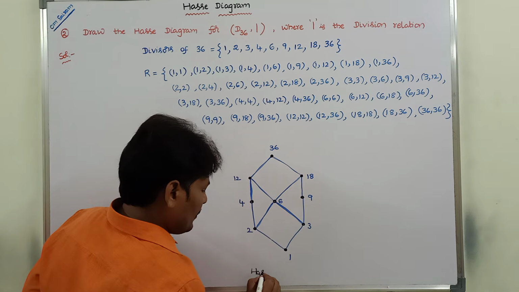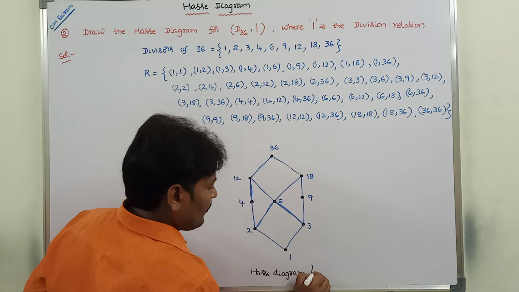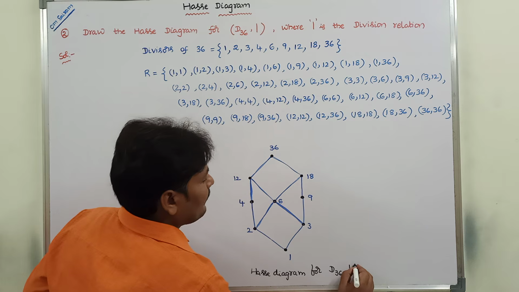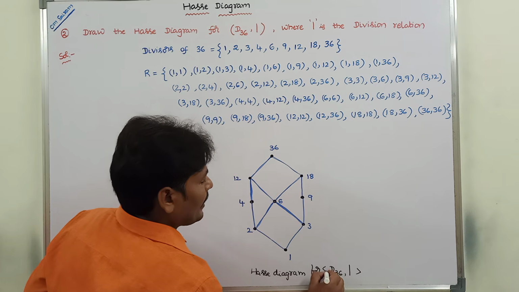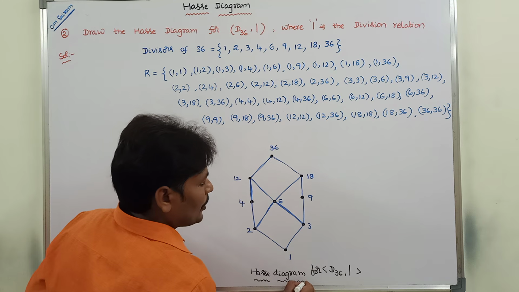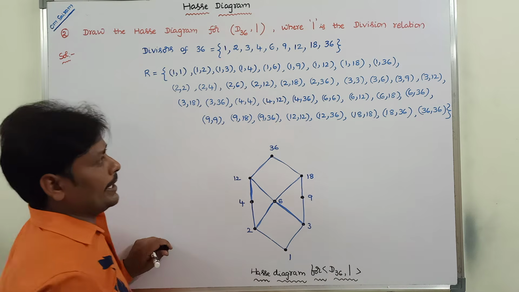Hasse diagram for D36 with the division relation. In this way we have to draw the Hasse diagram for divisors of 36.